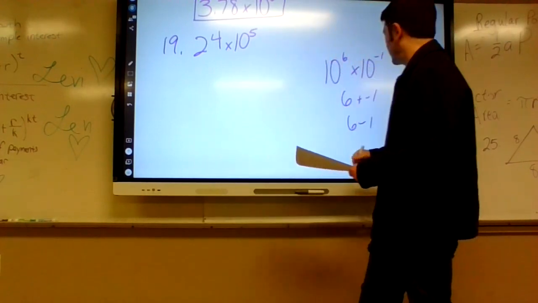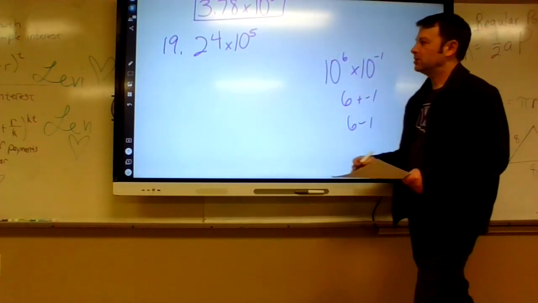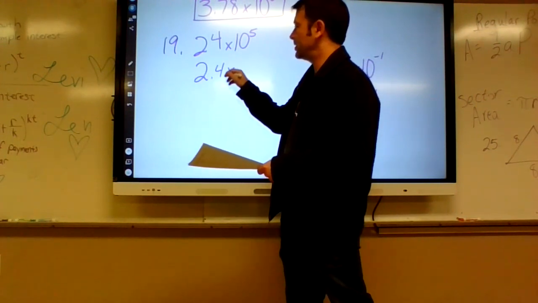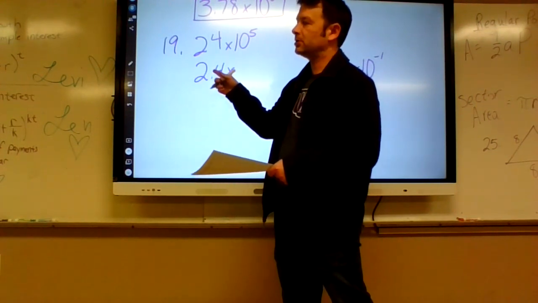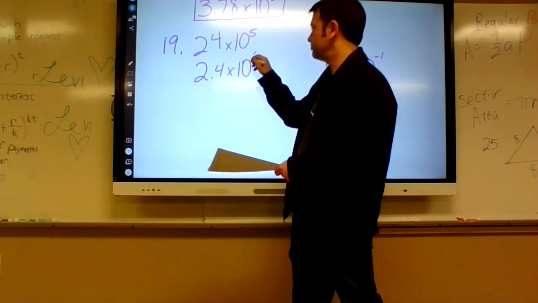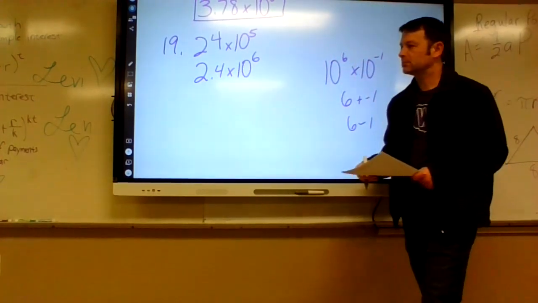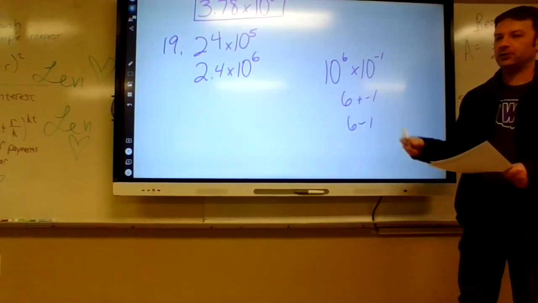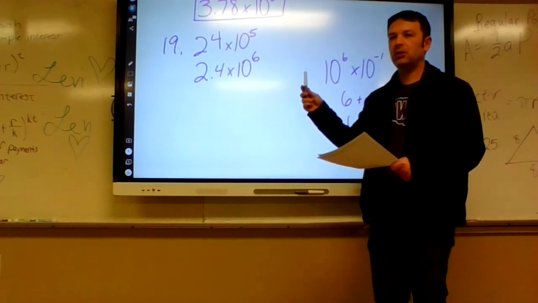Is that in scientific notation? No. So I'm going to change it into 2.4. Did I just make that number get smaller or bigger? Smaller. So the exponent has to get bigger. I'm so confused. Which part? The last part or this part? Both. All of it.